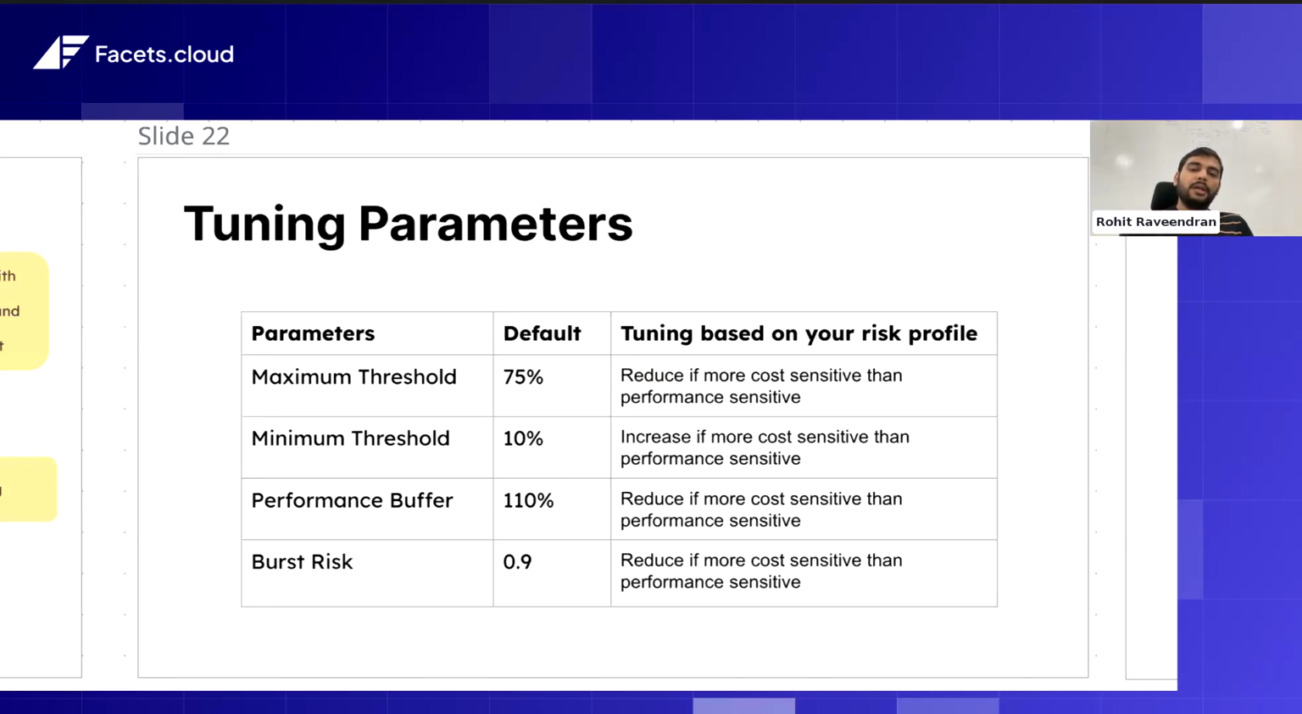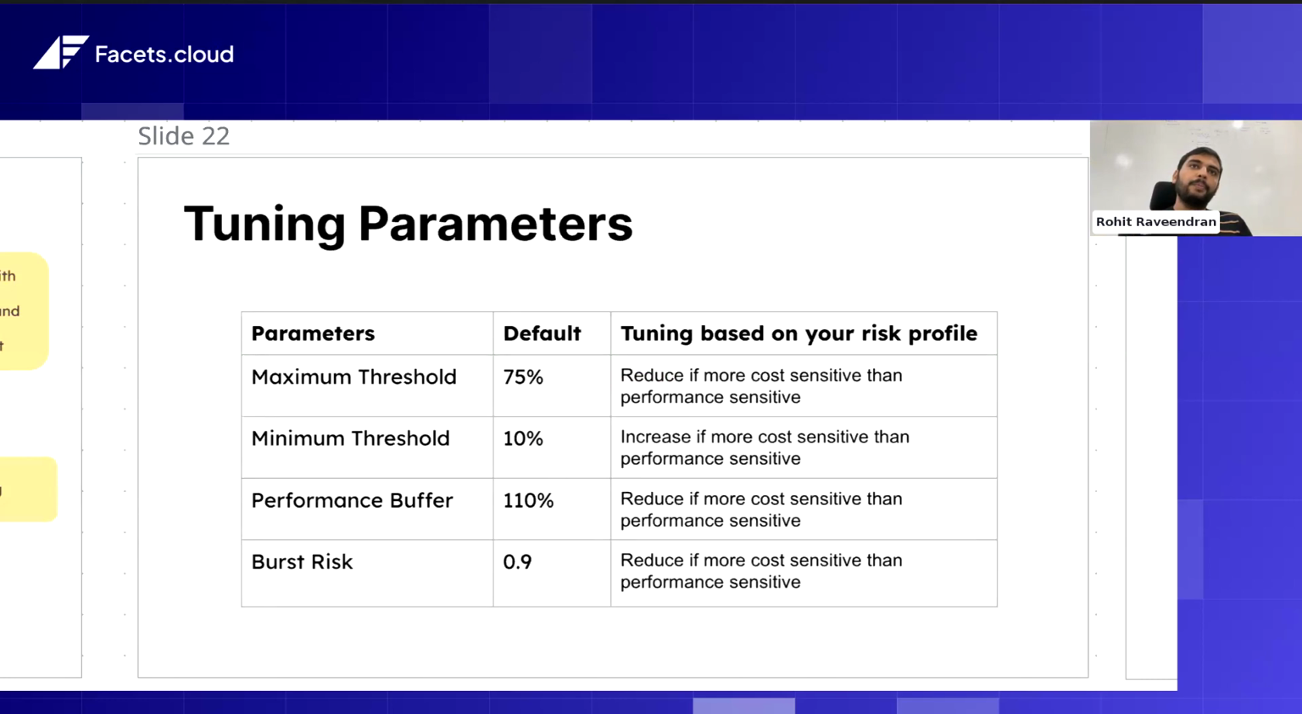You can increase it if you are more cost sensitive, so that you can make sure that your applications are using most of your resources most of the time. Then there is a performance buffer, which is the 10% extra buffer that we have provided. We can reduce it if you are more cost sensitive than performance sensitive.